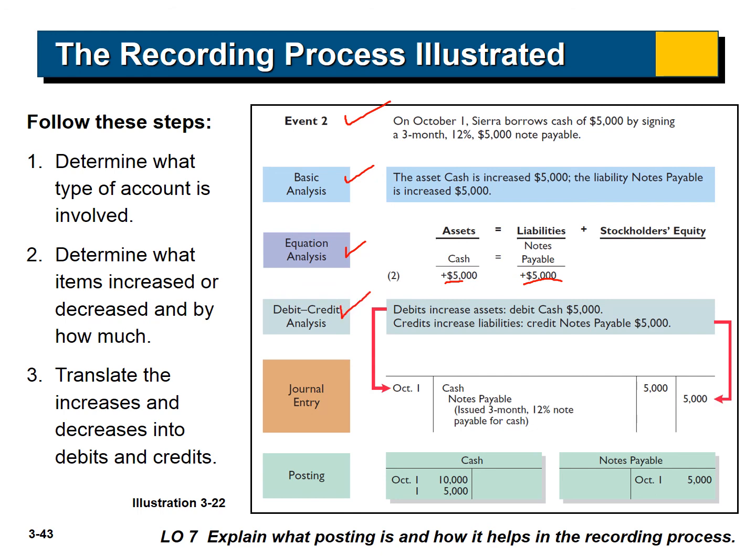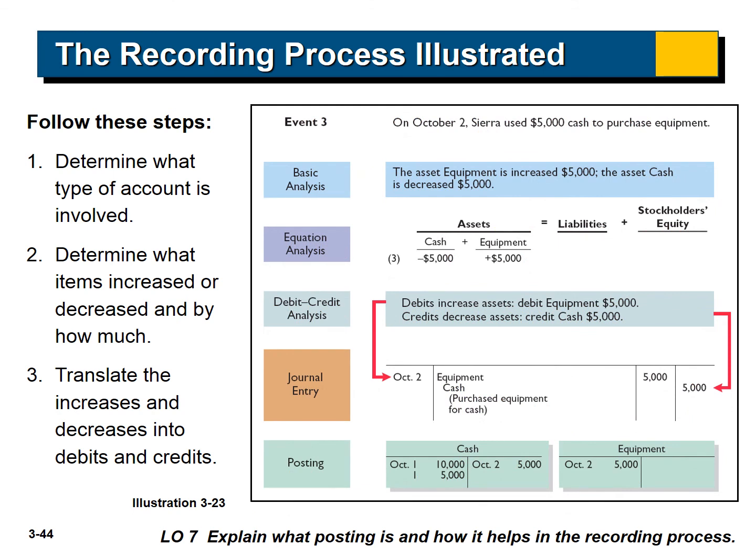Translate that to debit-credit analysis. Debits increase cash, credits increase liabilities, and then journalize that. Debit cash, credit notes payable, and then put that into the T accounts, and that's what it looks like.